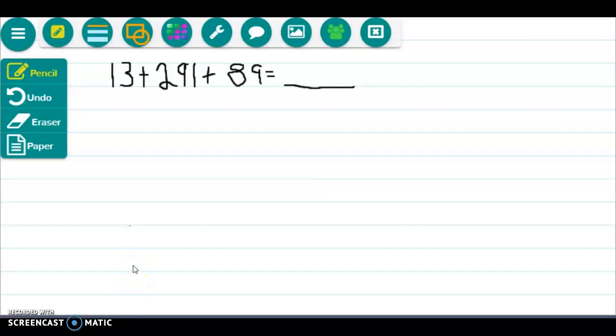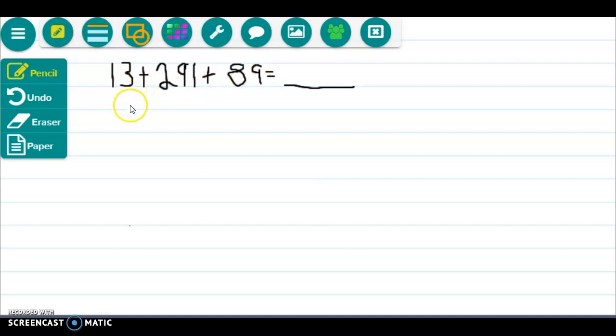Alright, we have our problem here again. It's 13 plus 291 plus 89. And for this problem, I chose to decompose again. If you use the previous problem of 13 plus 291 and then use the answer of 304 and then just added it to 89, that's fine. I am not going to use that route just in case some of you didn't as well. I'm going to use just normal decomposing as if I didn't even have the problem before.